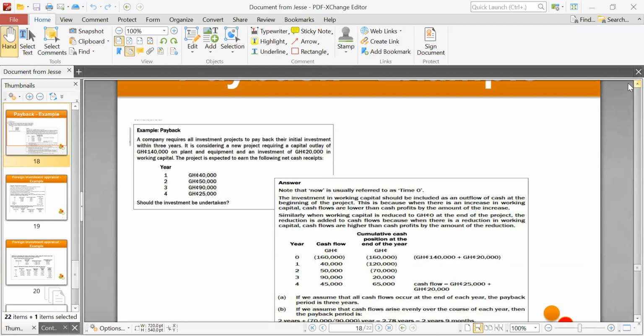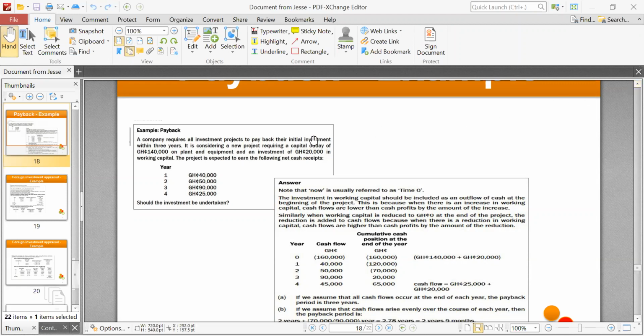A company requires all investment projects to pay back their initial investment within 3 years. It is considering a new project requiring a capital outlay of 140,000 Ghana cedis on plant and equipment and an investment of 20,000 in working capital. The project is expected to earn the following net cash receipts: year 1, 40,000 Ghana cedis, year 2, 50,000, year 3, 90,000, and year 4, 25,000. Should the investment be undertaken?